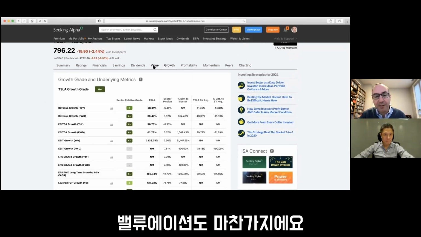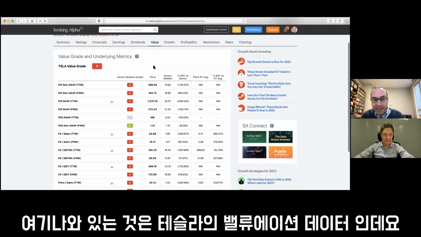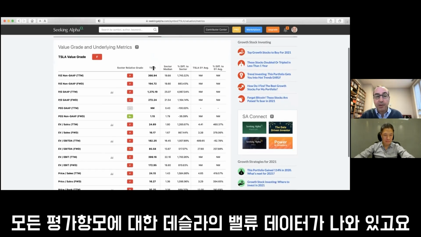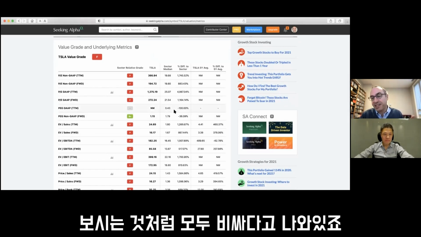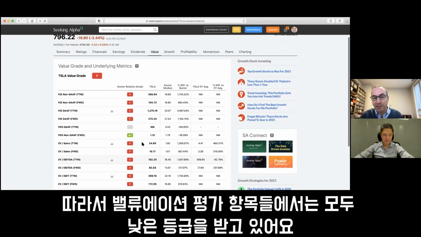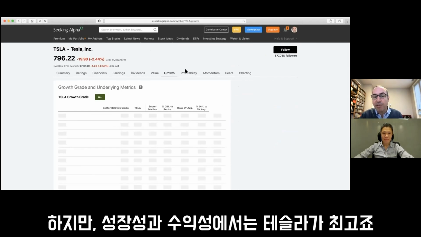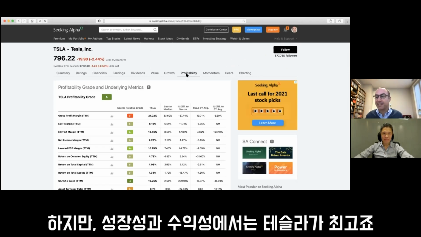We do the same for value. So here, for example, is the Tesla valuation data, where it shows you all the valuation metrics for Tesla and compares them to the sector. And you can see they're all very expensive. So they all get low grades on valuation. But growth and profitability, Tesla aces it on.